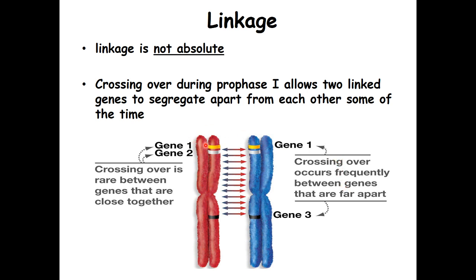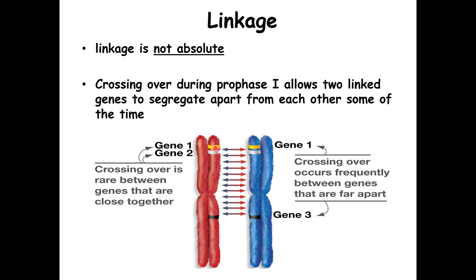But here it's talking about linkage. It's not absolute. It means that even if genes are very close together, they sometimes can be segregated, but that only happens when there's crossing over. Okay. So here's an example.